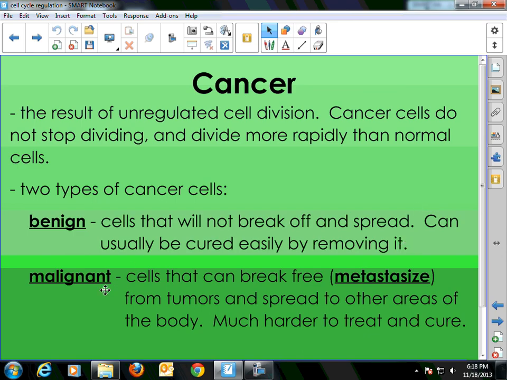Malignant tumors, however, are bad because they can break free, or metastasize, from the tumor and spread to other areas of the body. And so these are much harder to treat and cure because you never know if you've actually gotten every cancerous cell out of the body. And if they spread to other areas, particularly vital areas like the lungs, the heart, the brain, they can lead more directly to death. Benign tumors generally don't get to areas like that. So we generally tend to call benign cancers ones that are not terribly harmful, and we generally tend to call malignant cancers ones that are much more dangerous.